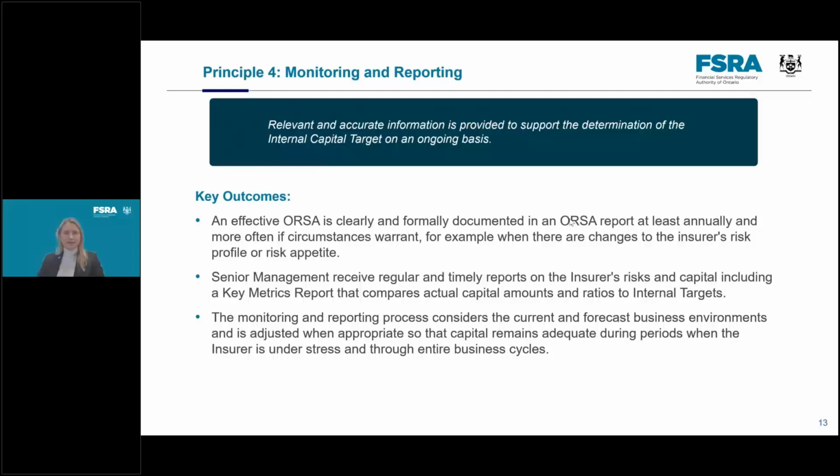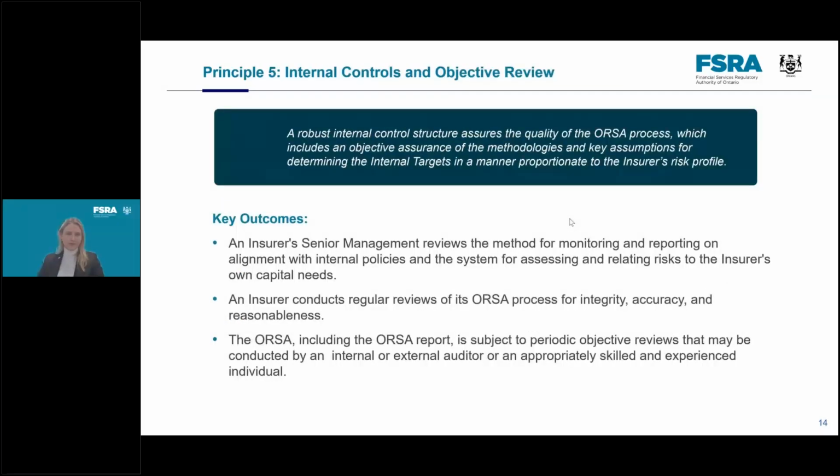Next slide, the last principle, internal controls and objective review. So the outcome for this principle is that a robust internal control structure assures the quality of the ORSA process, which includes an objective assurance of the methodologies and key assumptions for determining the internal targets in a manner proportionate to the insurer's risk profile. So the key here is that the capital management process and the ORSA should be subject to a periodic objective review done by people with requisite experience to do so, and who have access to the board. And this is all part of an effective internal control structure.